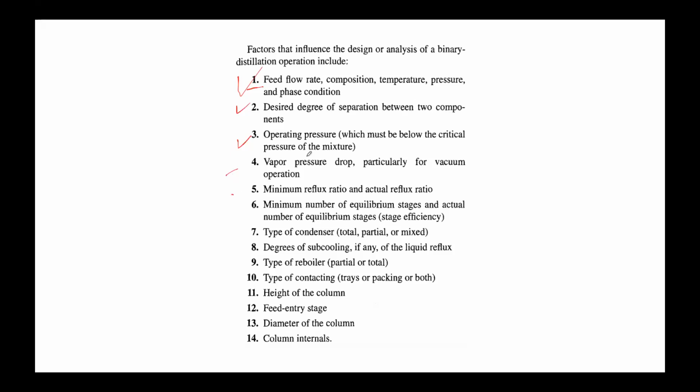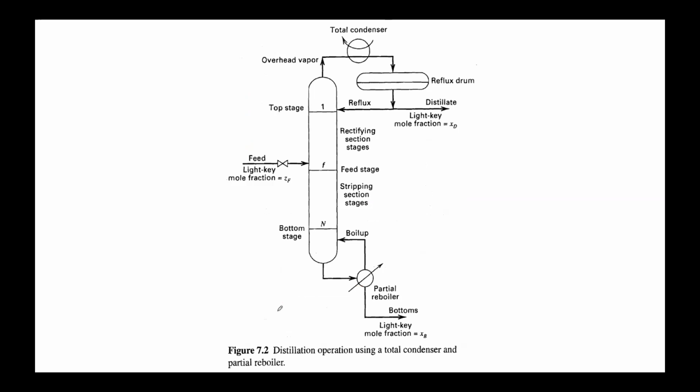And then there is what we call the reflux ratio. There is a minimum one and the actual reflux ratio. The number of equilibrium stages, the number of trays, the type of condenser, the type of reboiler, the degree of subcooling if liquid reflux, and the contacting or tray. I'm going to explain these one by one, so don't worry if you don't understand right now. I'll explain the stage, the diameter, and the column internals. Okay, so this is what we're going to calculate and what we're going to design.